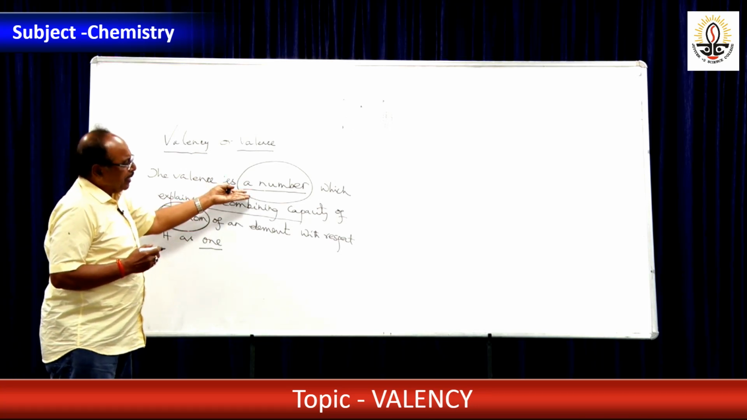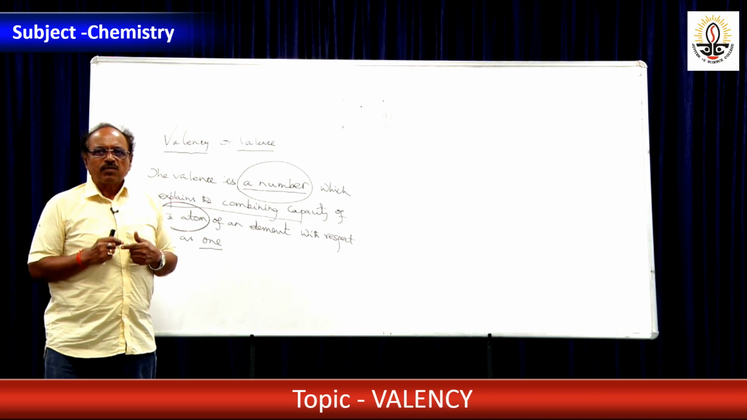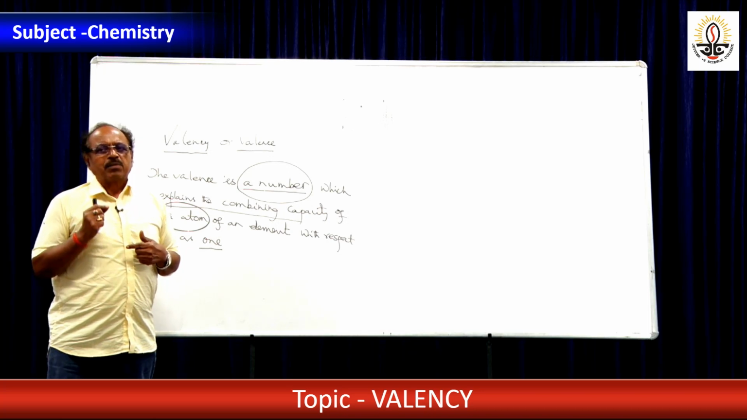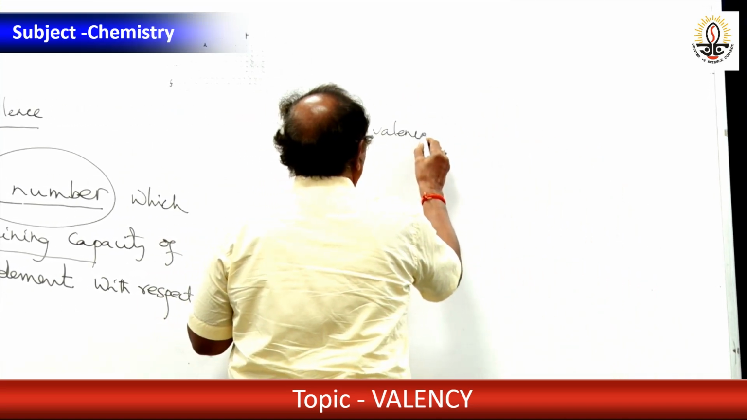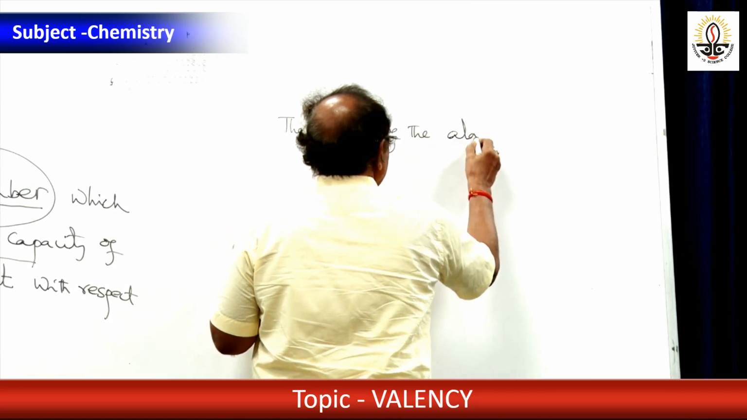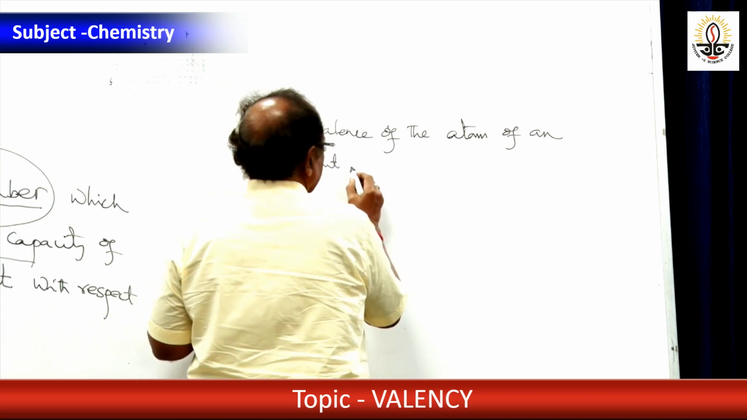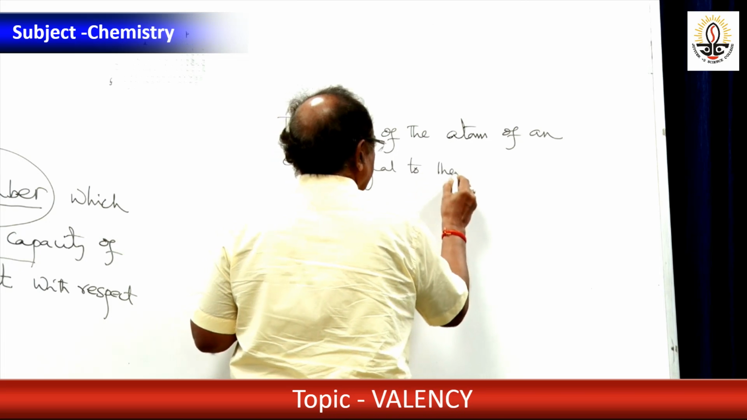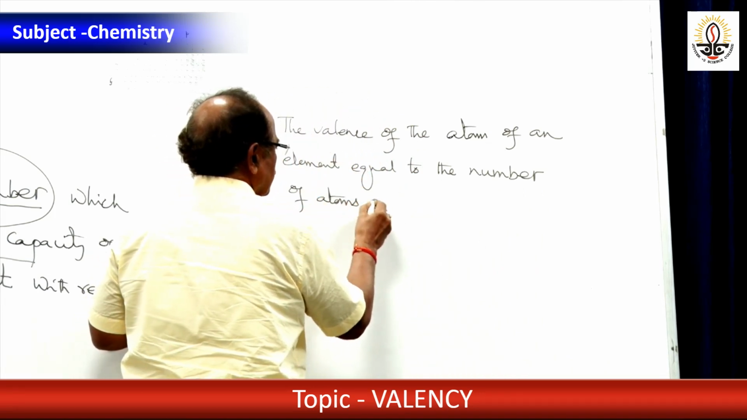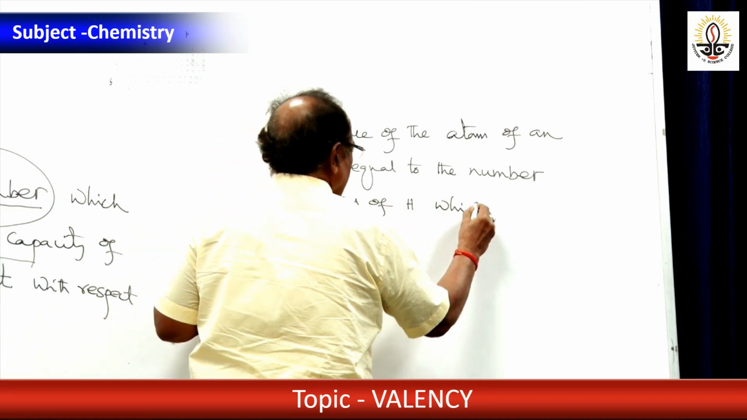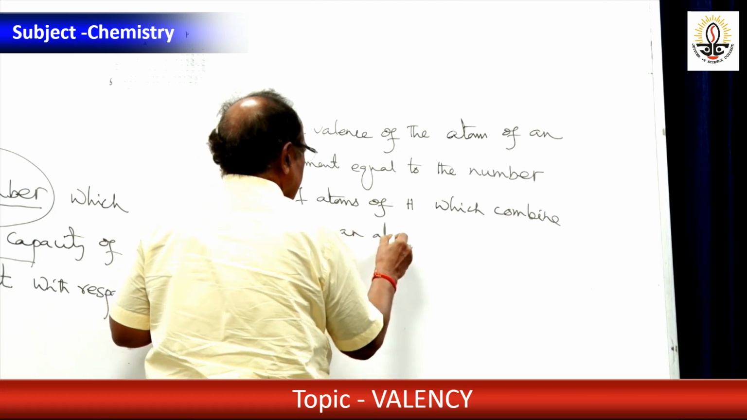Then how do we explain it? We say that the valency of an atom of an element is equal to the number of atoms of hydrogen which combine with an atom of the element.